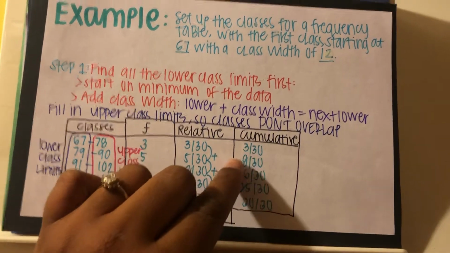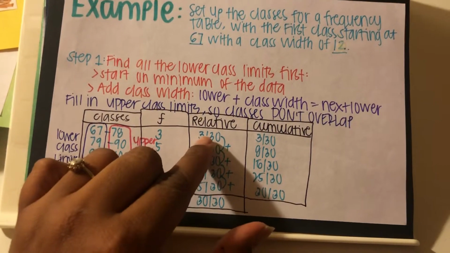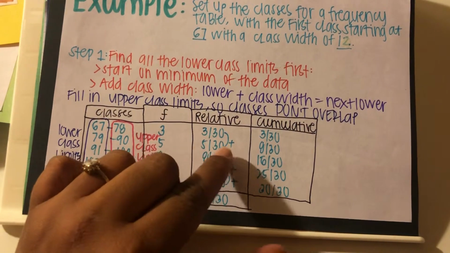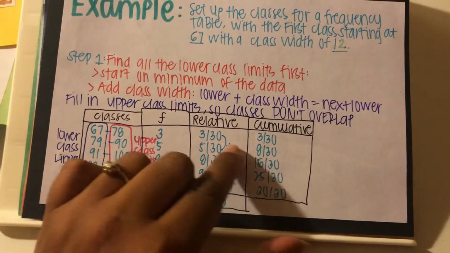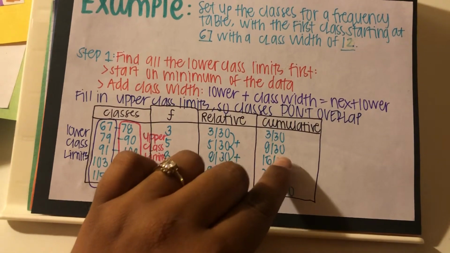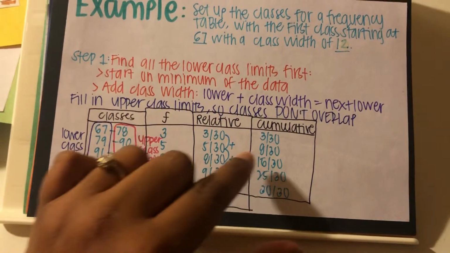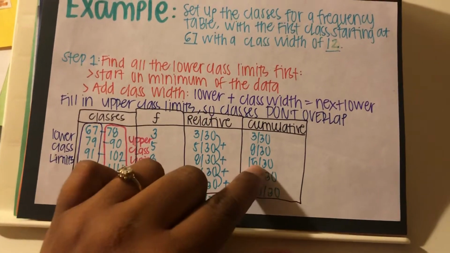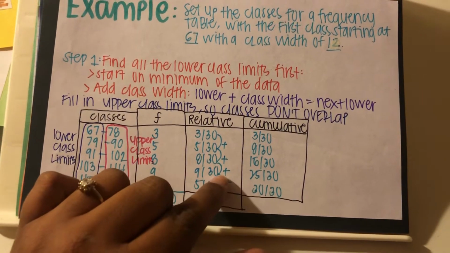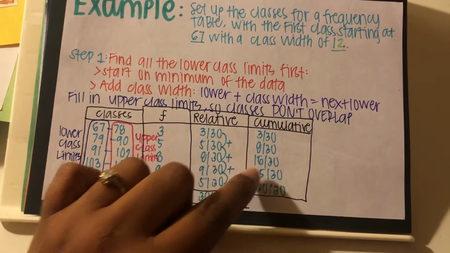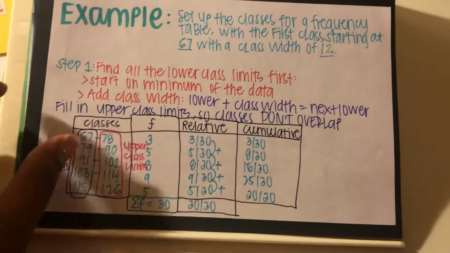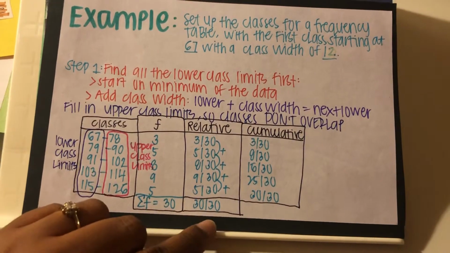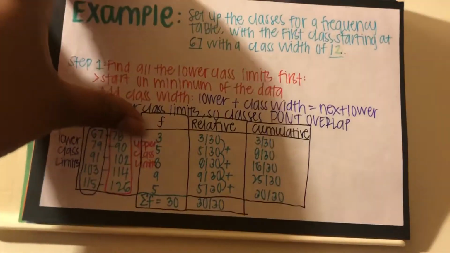The cumulative is fairly easy as well. So you're just going to take the first group, add it to the second group. So we're just going to start off with the same as this one. Then you add it to the second and get 8 over 30. The third group, you add the 8 plus the 8 and get 16. The same thing with the next one. You're just going to keep adding them. 16 plus 9 is 25. 25 plus 5 is 30. So then you get 30 out of 30, which also equals 100%.